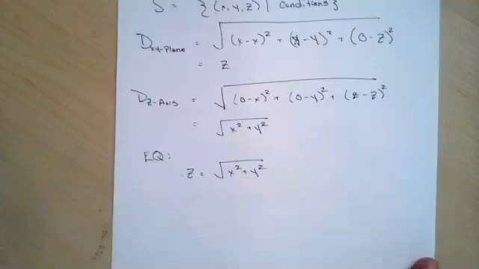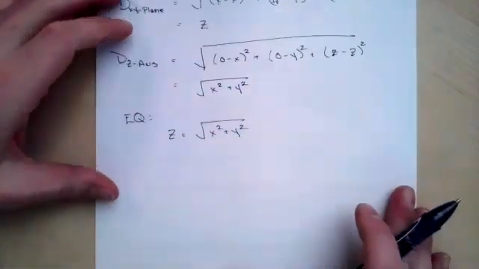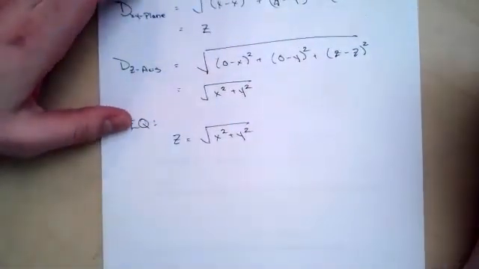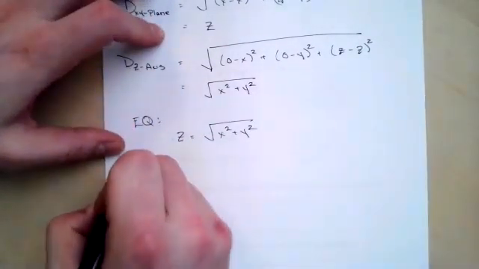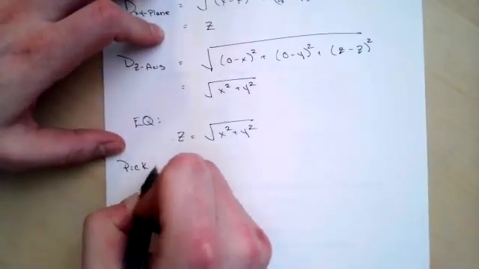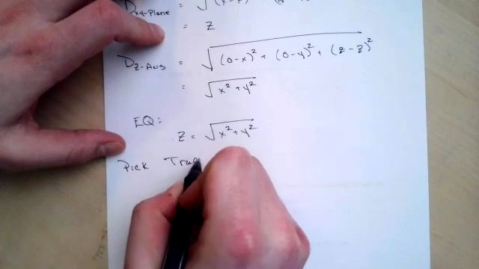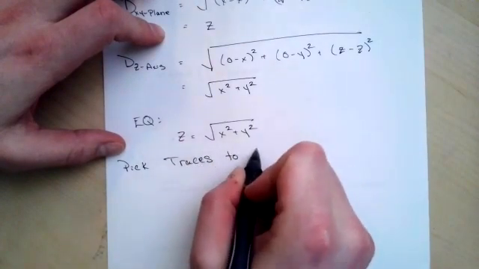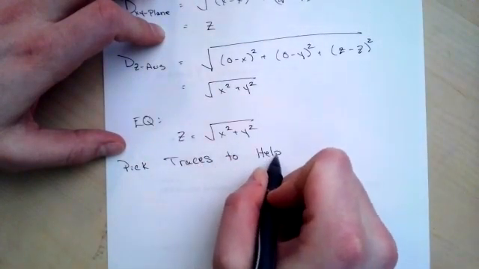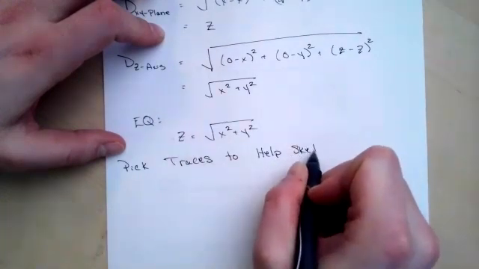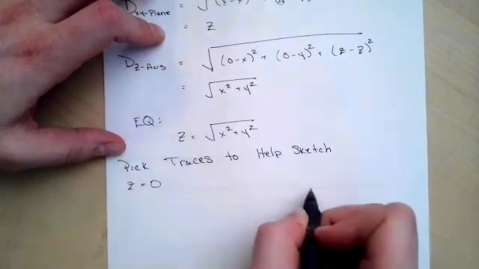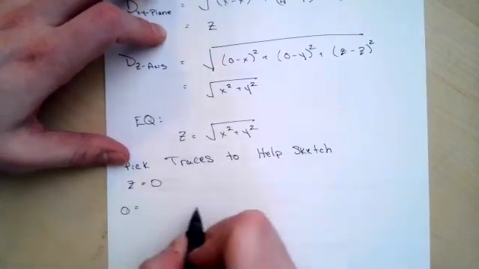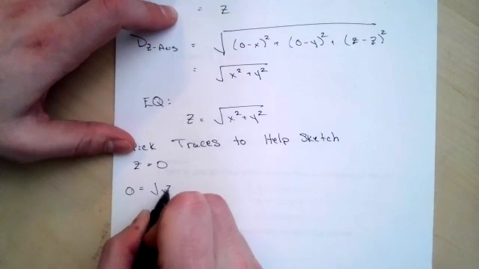Okay, so how do we sketch this? What we want to do is pick traces. So let's pick some from z. So at z equals 0, we get the equation 0 is equal to the square root of x squared plus y squared.